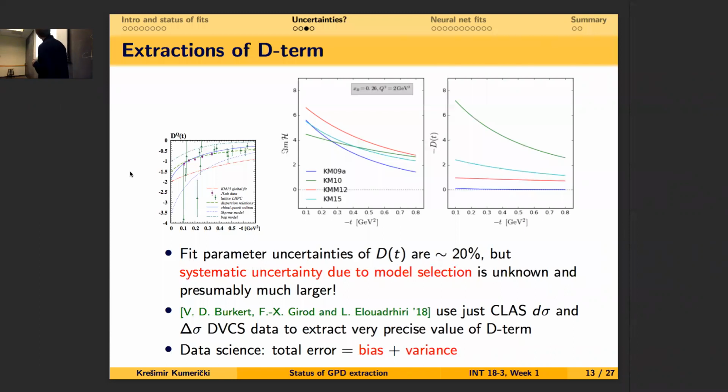The dispersion of those curves, for example, is not like an estimation of the bias. Yeah, because you change the model. Yeah, it could be, but it's just like a hand-waving estimation, right? Yes. It's a bit more complicated than that.